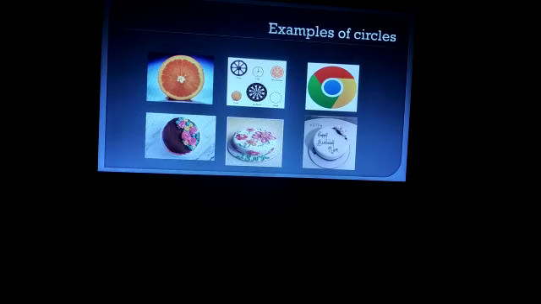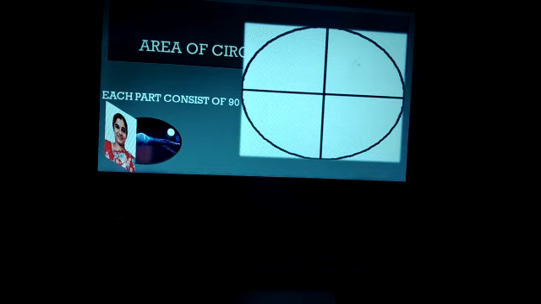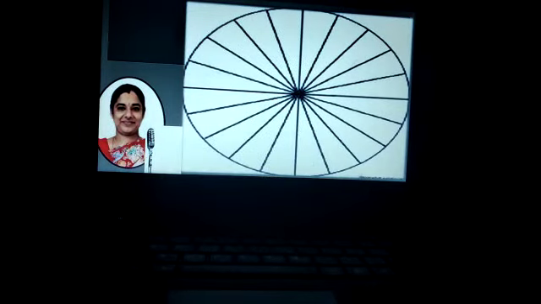But we want to find out the area of the circle. How will we find it? We only know about the area of the parallelogram. If you divide the circle into 4 portions, you will get each part as 90 degrees. If you divide the circle into more portions like this, you will get several portions, right?